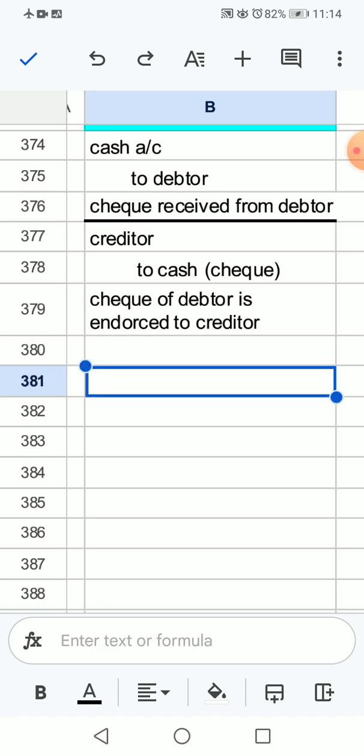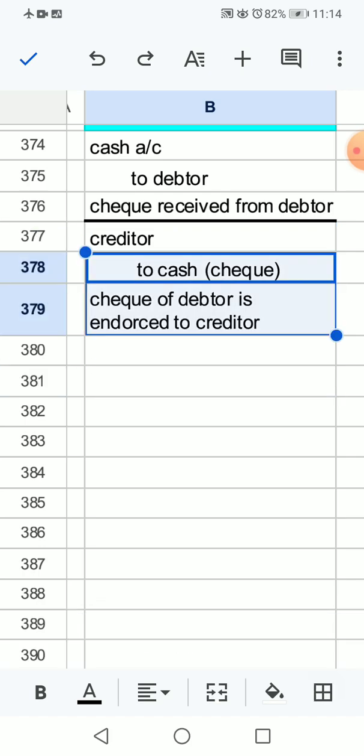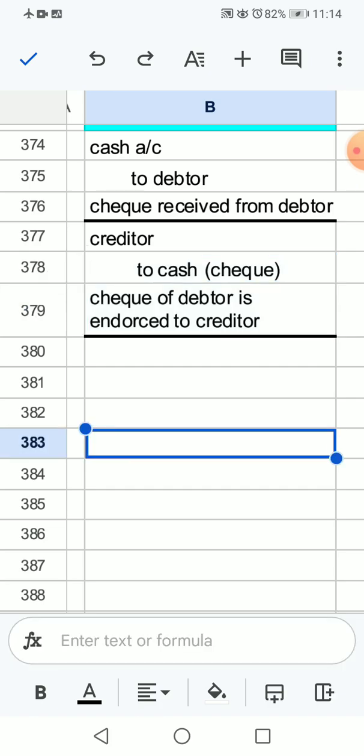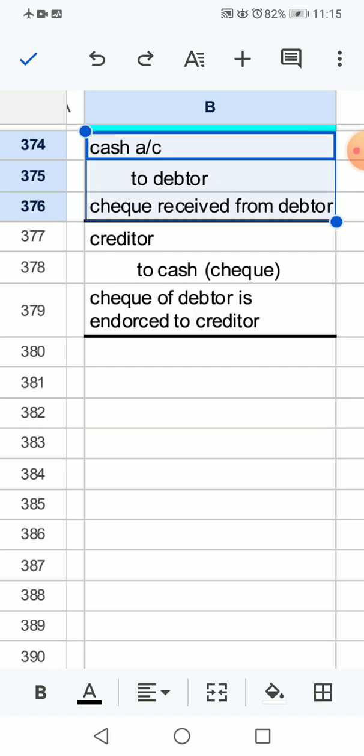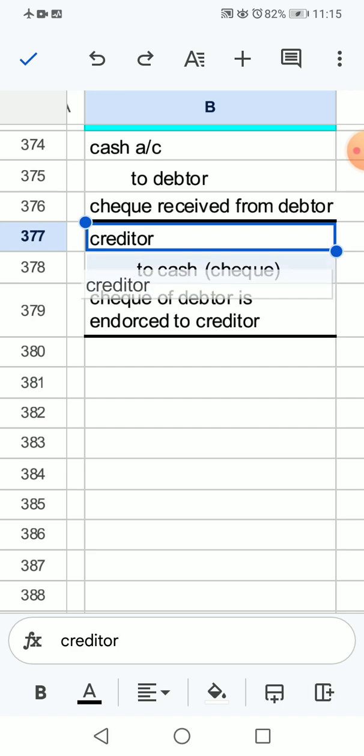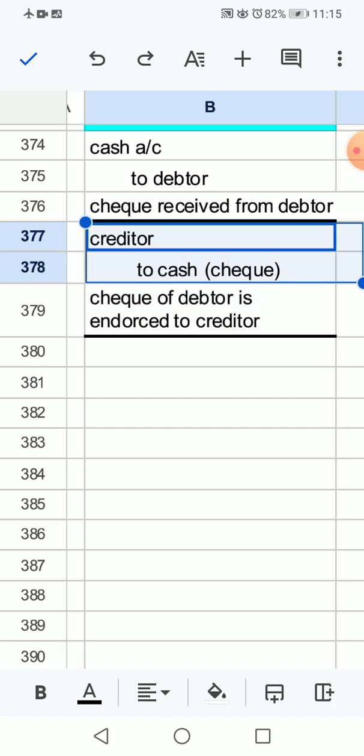You can see these entries and can create your mind, and then come back to the video to see the next procedure. This was your first stage. What you have done, you have received the check from your debtor, and same check you have transferred to your creditor at second stage. Now what third stage is?